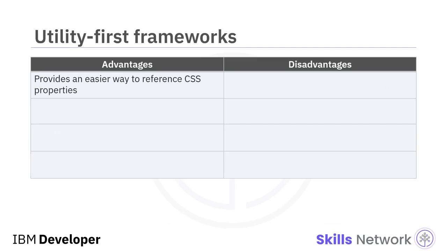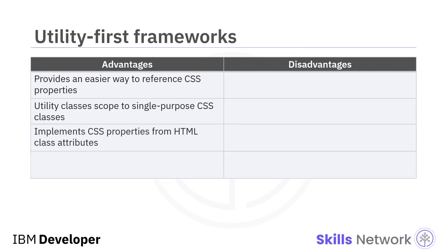Utility-first frameworks provide you with an easy way to reference CSS properties. These typically come in the form of classes called utility classes, which scope to single-purpose CSS classes. Instead of having to write out the entire CSS property, utility-first frameworks allow you to use a property by referencing its corresponding class within the class attribute of your desired HTML element.